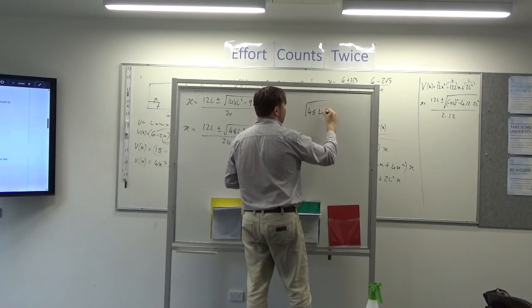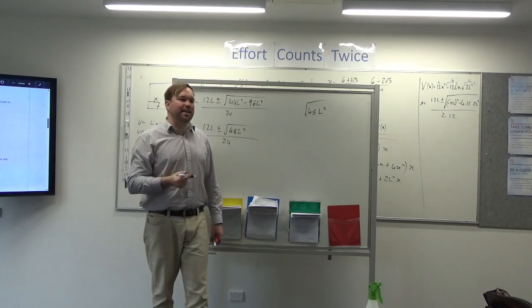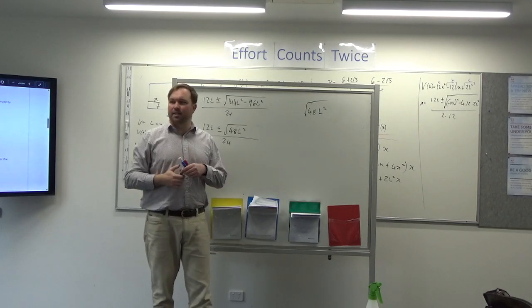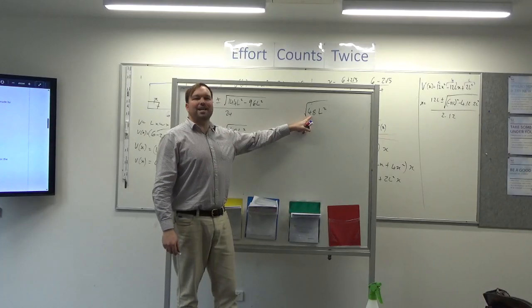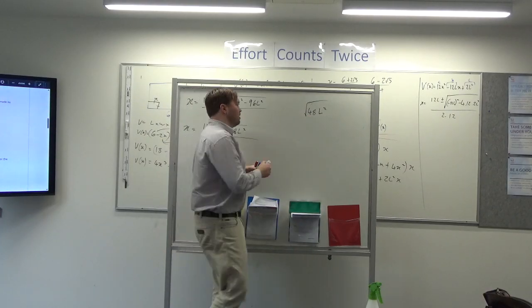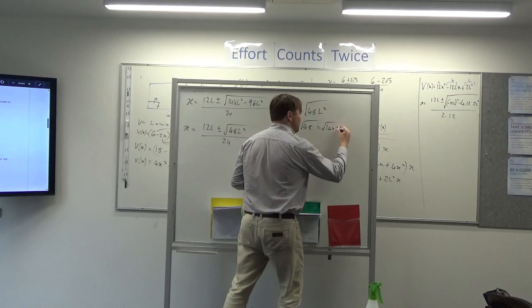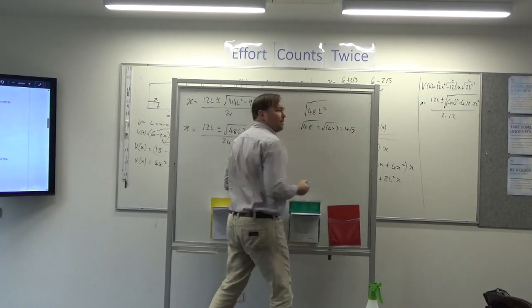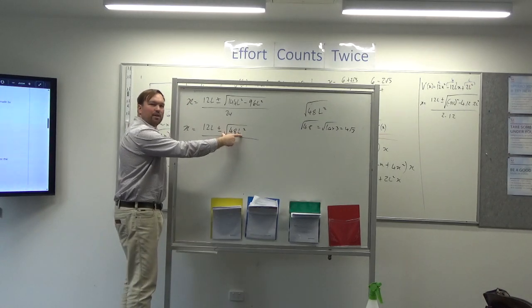Root 48L squared. Now, the root can hit the L squared really nicely. That's just going to give us an L. What does root 48 give us? 4 root 3. You're happy that 16 goes in there 3 times. So root 48 is the same as root 16 times 3, which is the same as 4 root 3. So this bit here becomes 4 root 3L.